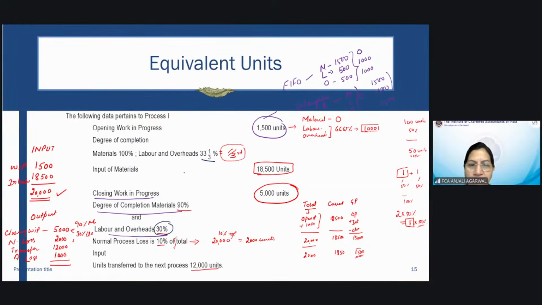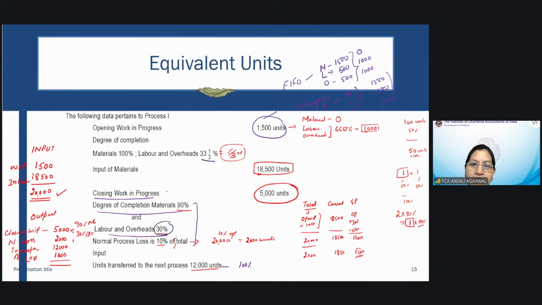So in this period, it's not 10,500 units from the 18,500, but the entire 12,000 units are 100% complete in this period only. Closing will remain as it is because this closing will then move to the next period. And when it moves to the next period, we will forget that we have completed it 90% and 30%, and we will also take that as 0%. In the next period, closing WIP will be 0%, if that is what you are asking.